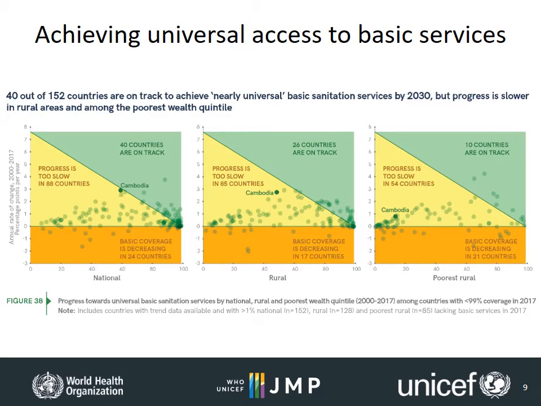We can also track rates of progress towards universal access to basic services. This graph shows that just 40 out of 152 countries are on track to achieve more than 99% coverage of basic sanitation by 2030. Furthermore, if we look at rates of progress in rural areas and among the poorest rural wealth quintiles, we see that progress is much slower.